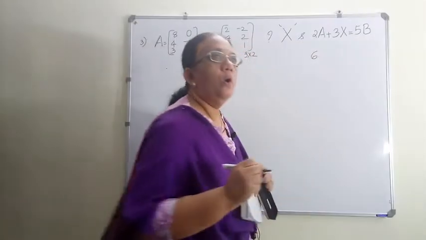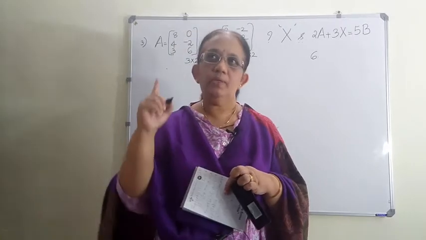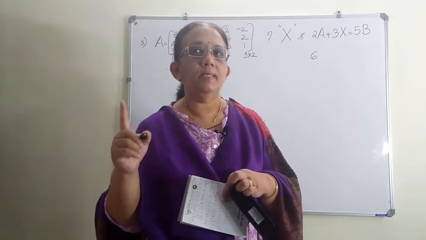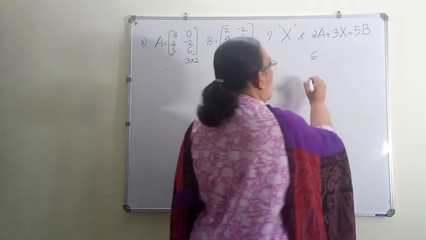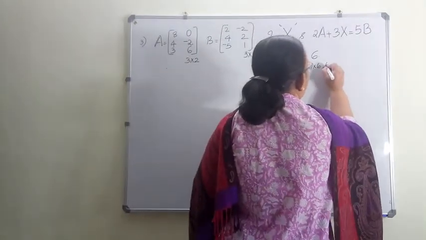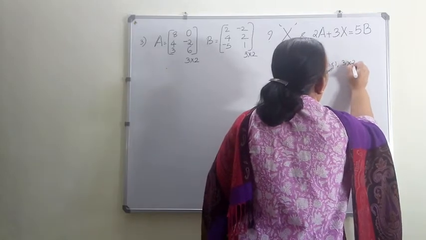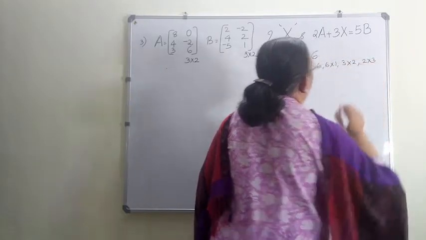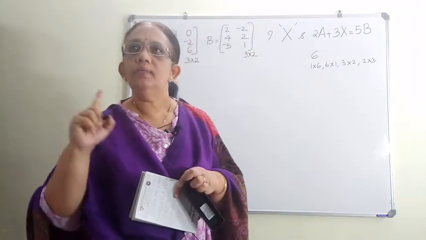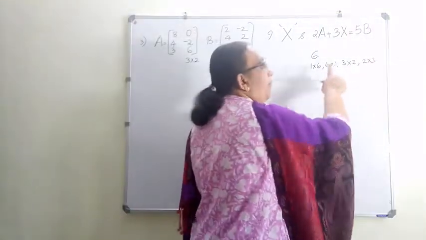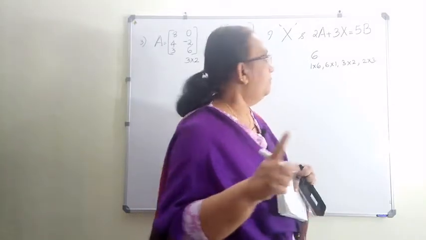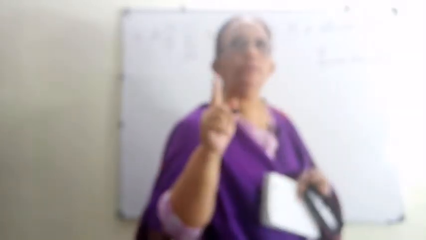One more question as a revision. If a matrix has 6 elements, what are the possible orders it can have? I taught you in the first class. 1 by 6, 6 by 1, 3 by 2 and 2 by 3. Yes, very good. So 1 by 6 means 1 row, 6 columns. 6 by 1 means 6 rows, 1 column. 3 by 2 means 3 rows, 2 columns. 2 by 3 means 2 rows and 3 columns. It is just a review. In between I am asking you.